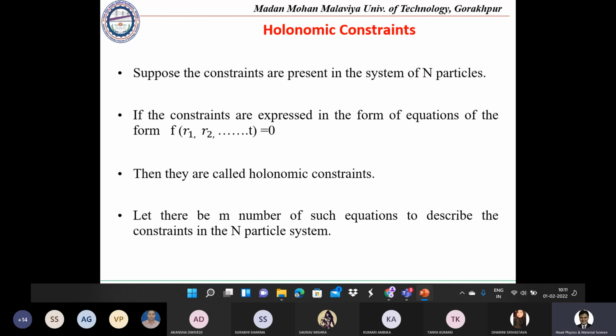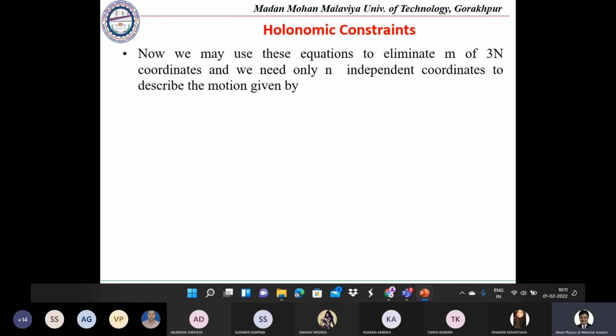Let there be m number of such equations to describe the constraints in n number of particles of a system. Then obviously we may use these equations to eliminate m of the 3n coordinates, and we need only the independent coordinates to describe the motion, and that may be given by 3n minus m. I was just giving the example of the molecule and the particles constituting it.